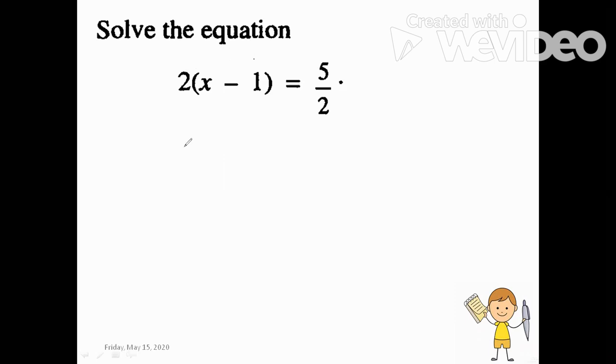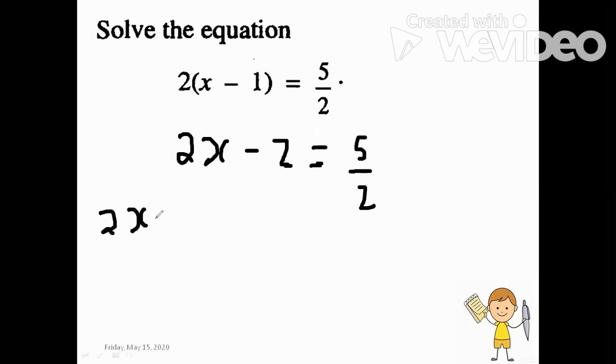Let's remove the bracket. So 2 times x is 2x, 2 1s is 2, which is equal to 5 over 2. Okay, so we want x. So what I'm going to do, I don't need negative 2, so I'm going to add 2 to the left and 2 to the right. So we'll end up with 2x subtract 2 plus 2 equals 5 over 2.